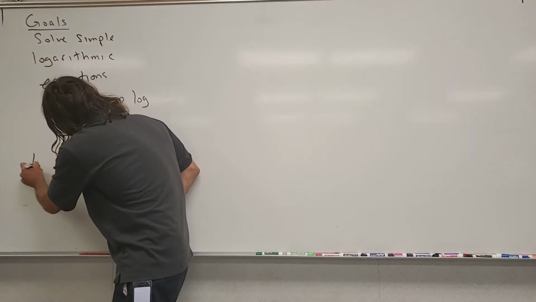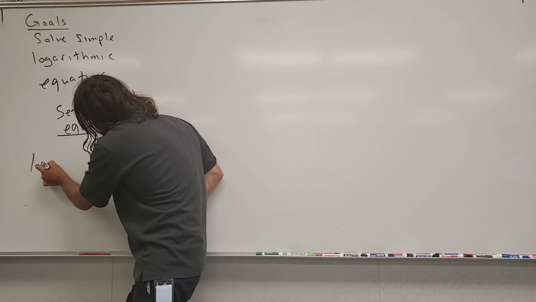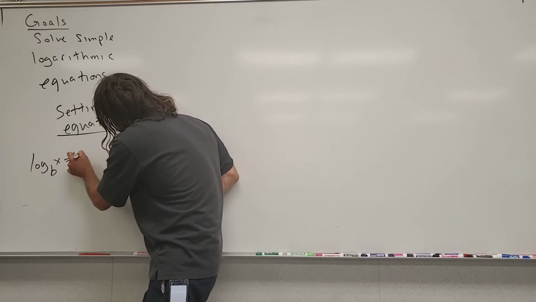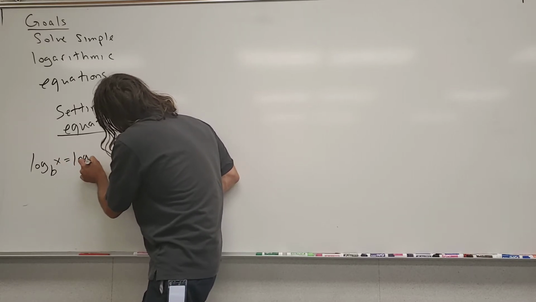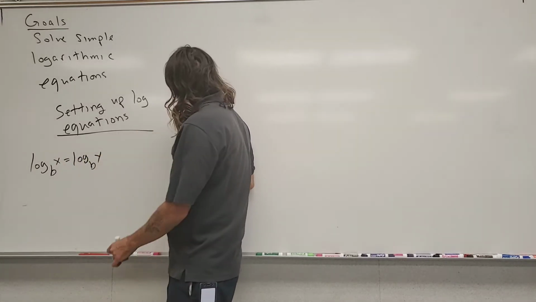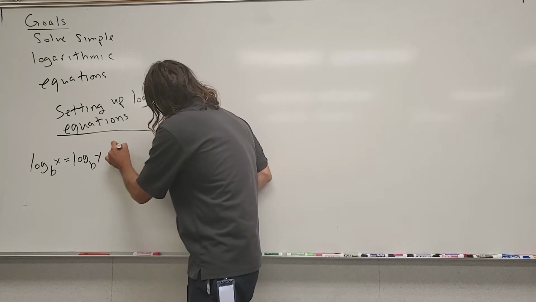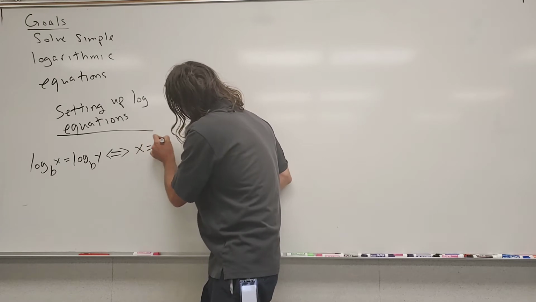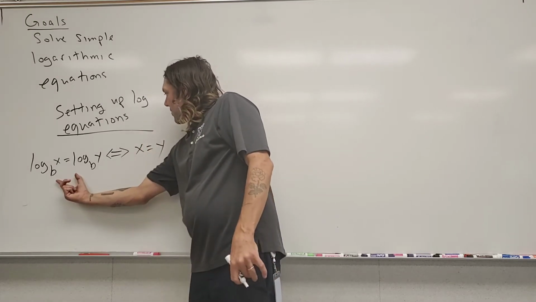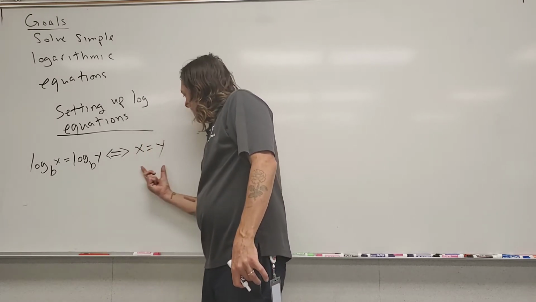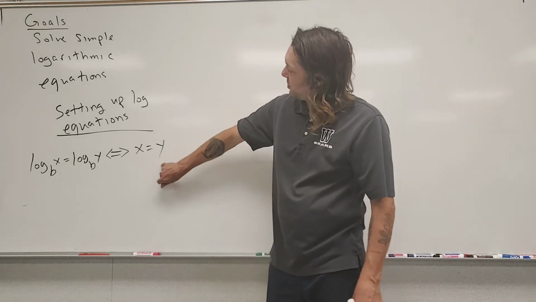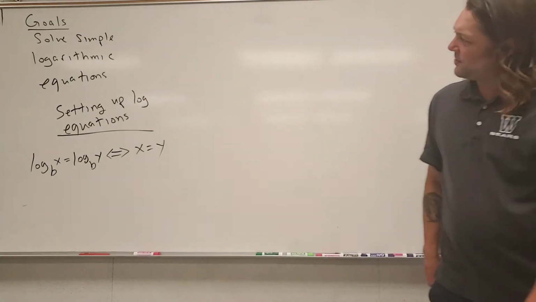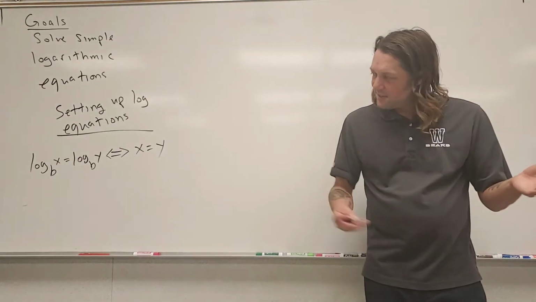It says that if log base b of x equals log base b of y, this is only true if x is equal to y. So we're going to have a situation like this, and very quickly we can turn it into a much simpler equation like this and solve for the unknown value. And you'll see that this is actually a very simple lesson.